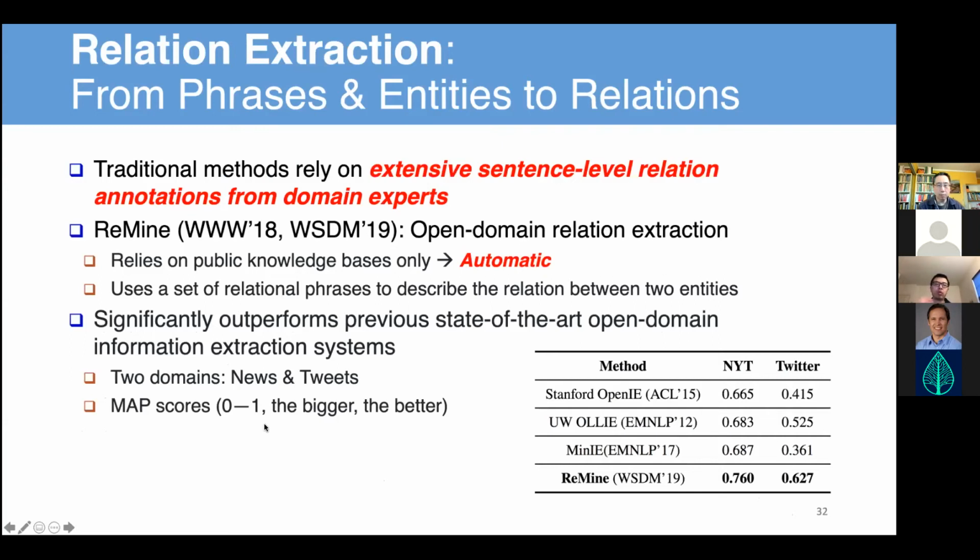We want to extract a ranked list of the relationships for the entire corpus. And then we are evaluating the ranked list just like what we did for the phrase mining ones. It's similar to the precision recall curve, but it puts slightly more weight on the first few relations.